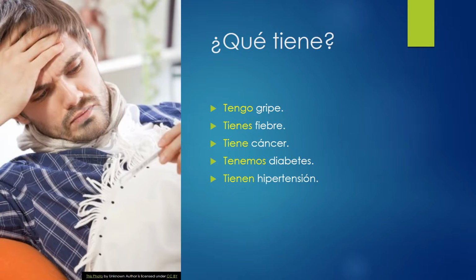And if you were asking a Spanish-speaking patient what's wrong with them or what symptoms they are feeling, you should learn that phrase, ¿qué tiene? It's very useful. So that is ¿qué tiene?